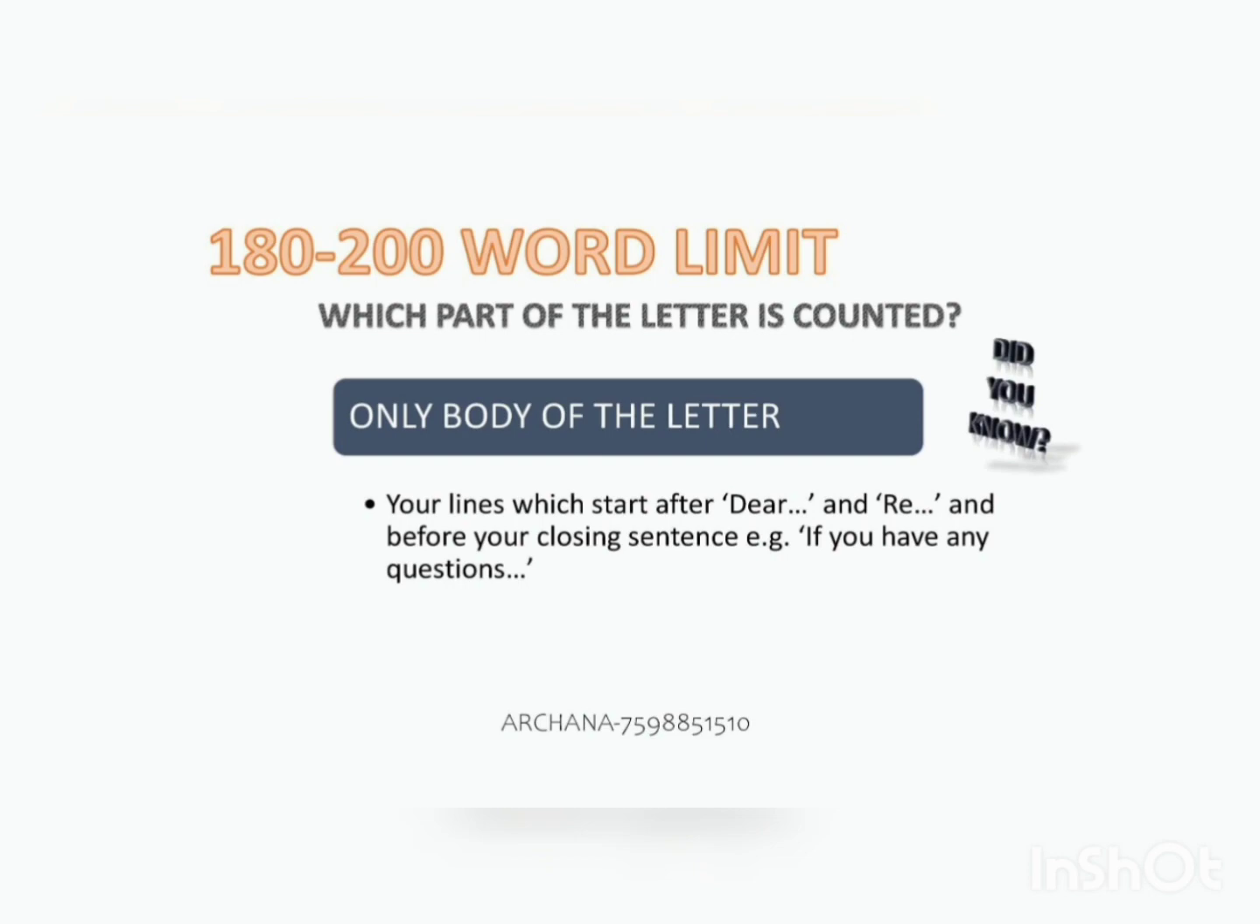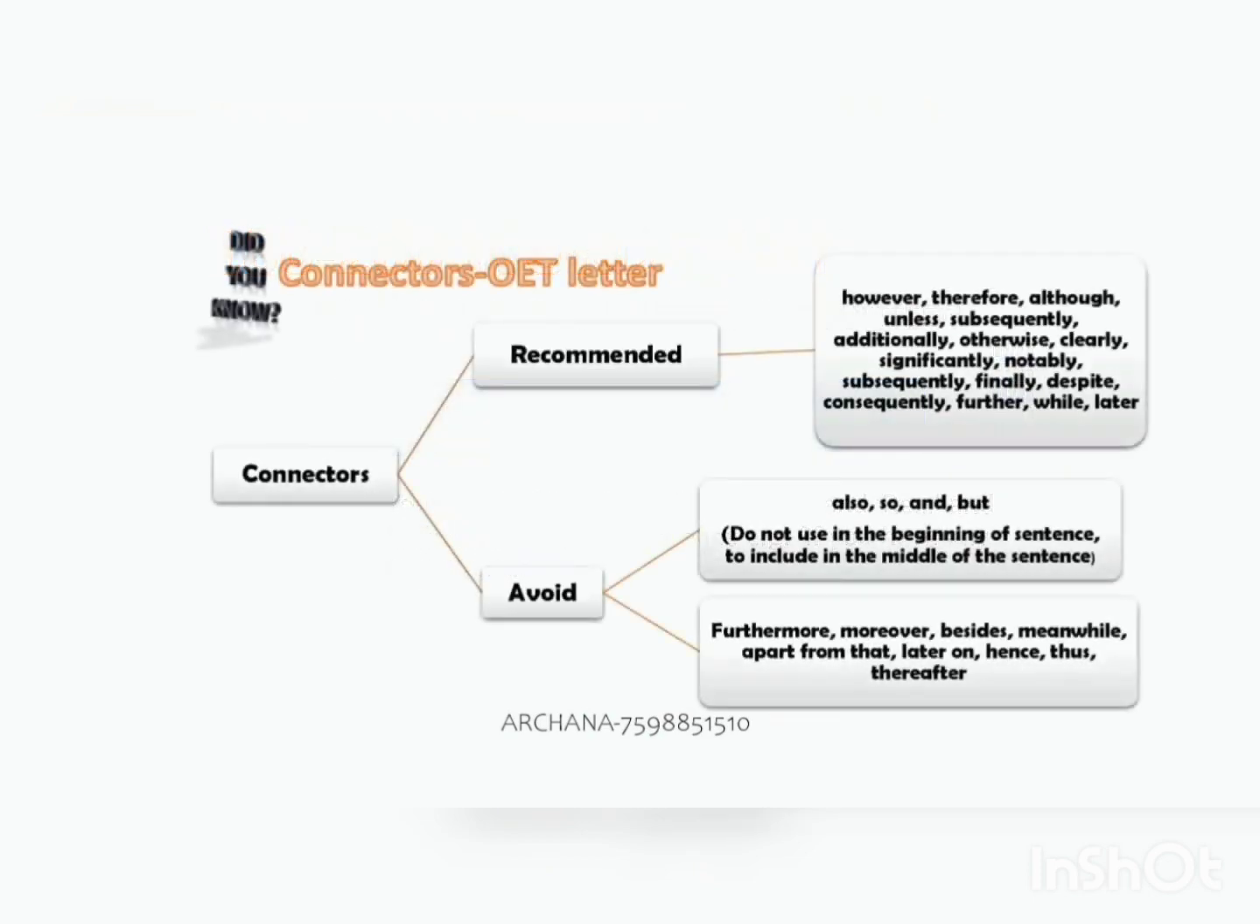The second is about connectors. Try to avoid connectors such as furthermore, moreover, besides, meanwhile, apart from that, later on, thereafter. Avoid using also, so, and, but at the beginning of a sentence. Use recommended connectors given here if required, such as however, therefore, although, unless, subsequently, additionally, otherwise, clearly, despite, consequently, while, later, further, and so on.